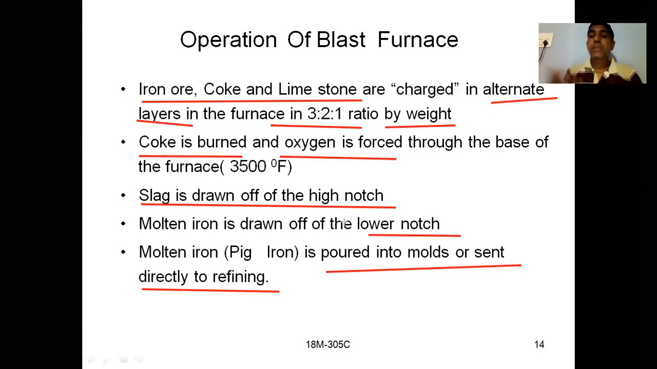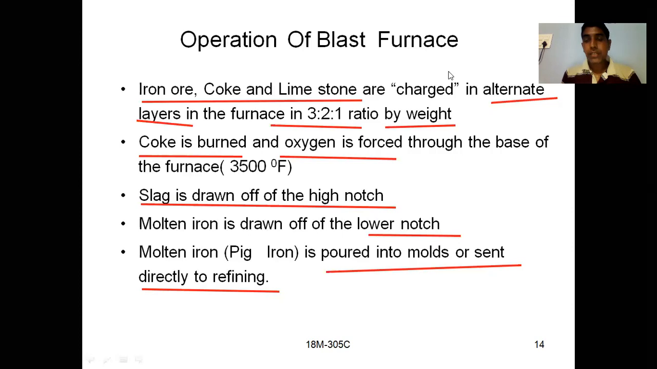Why we are sending for further refinement? Because the pig iron is not suitable for industrial applications directly, as it is not having good properties which are suitable for industrial application. That means indirectly we can say in a single sentence, pig iron is not having mechanical properties that are suitable for industrial applications.